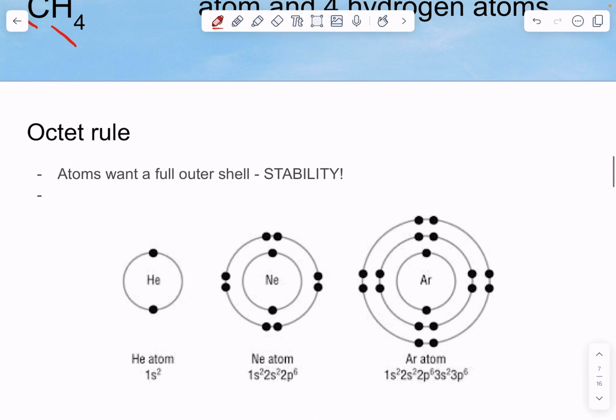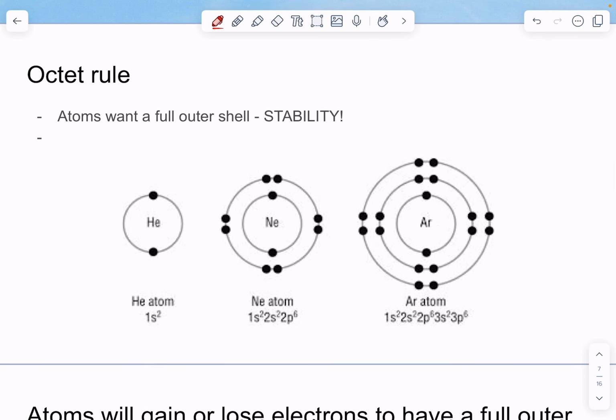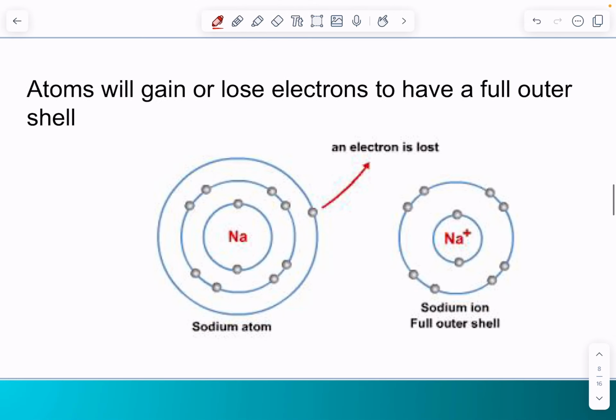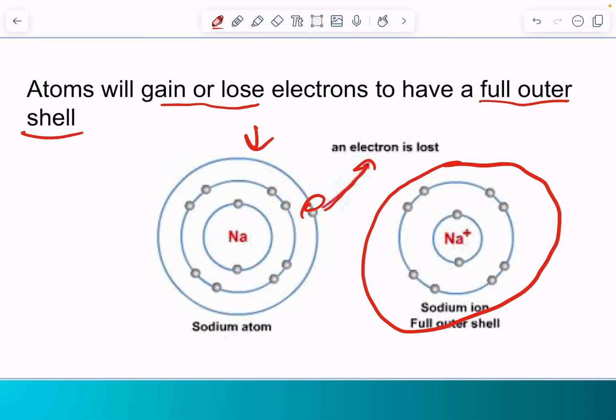We're going to take a step back to something we've already learned about, the octet rule. The octet rule says that atoms want a full outer shell for stability, or a full energy level of electrons. In the first energy level it's 2, after that they want 8 electrons. We have learned this. Atoms will gain or lose electrons to get a full outer shell. For example, sodium here has 1 valence electron, and if it just loses that single electron, it will have a full shell of 8 electrons.